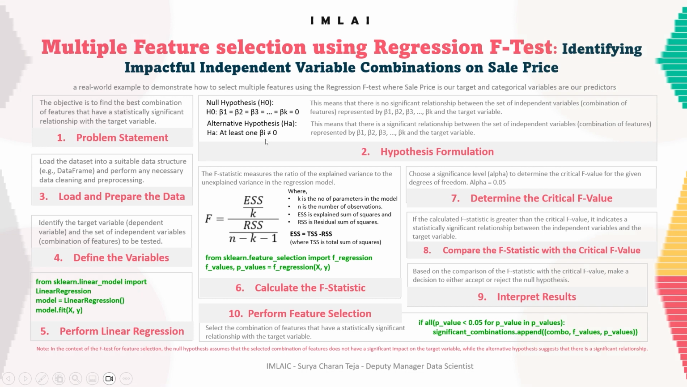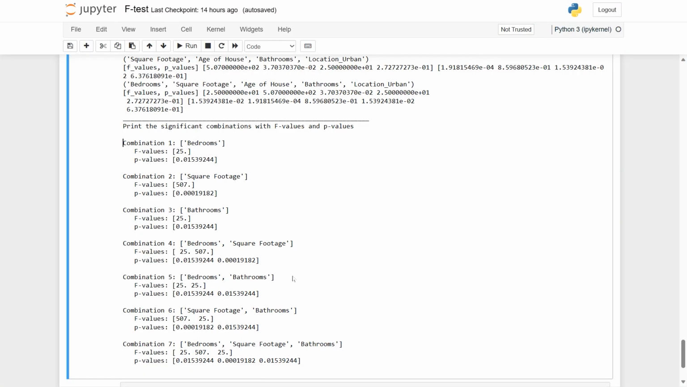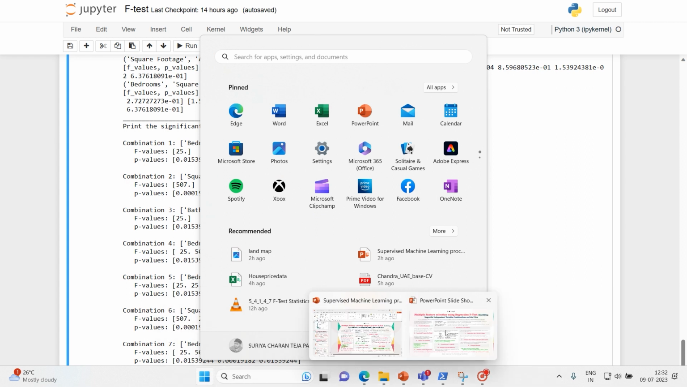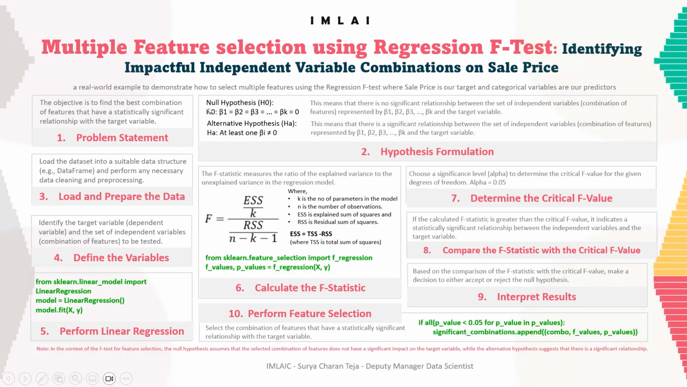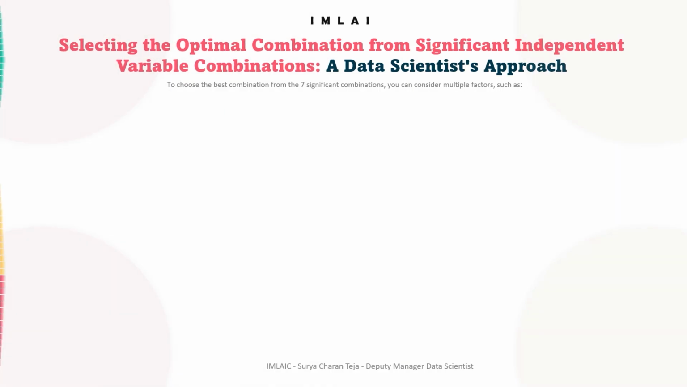And here in our example, we have 7 combinations. Hence, we reject the null hypothesis and we say that there is a significant relationship between the 7 combinations, or a set of independent variables represented by beta 1, beta 2, beta 3, and our target variable. Okay, so all done, all set. Now it's time to optimize the feature selection. So that's what we are going to do: selecting the optimum combination from the significant independent variable combinations.